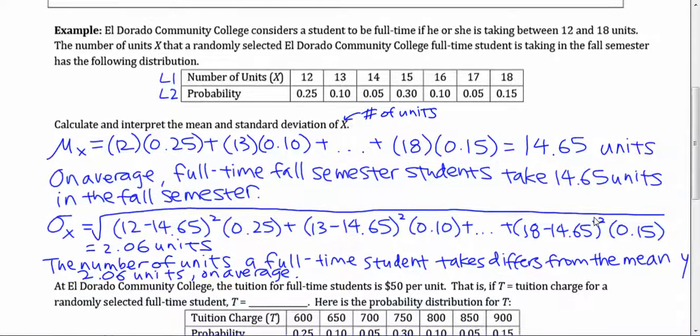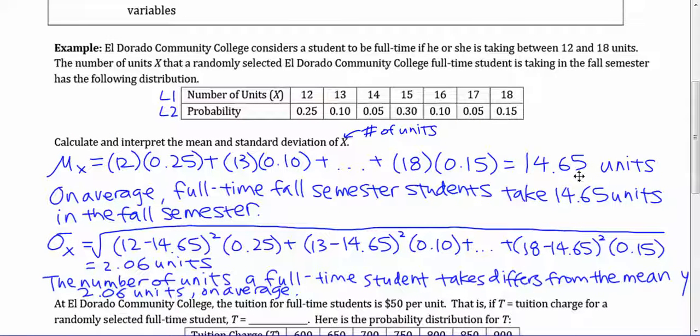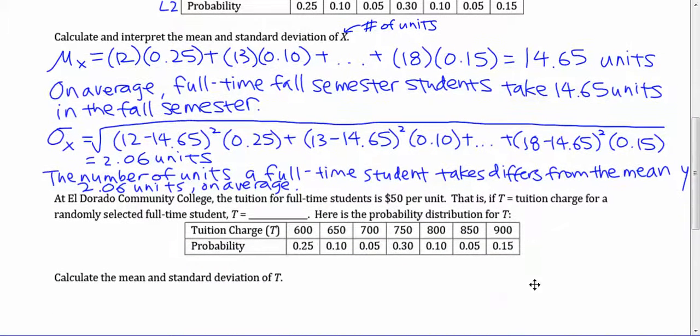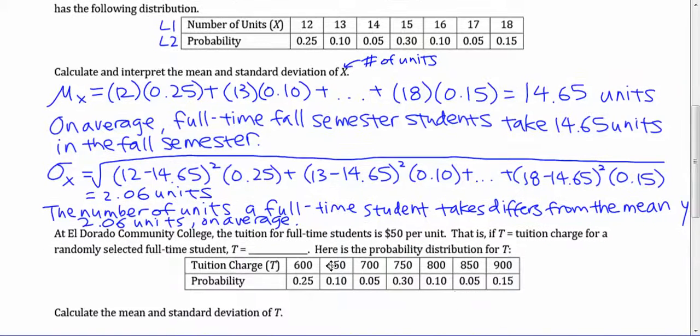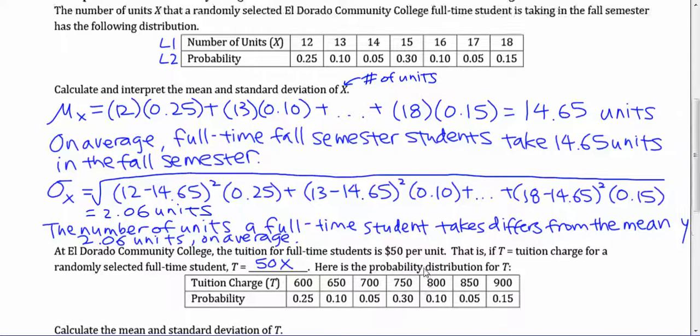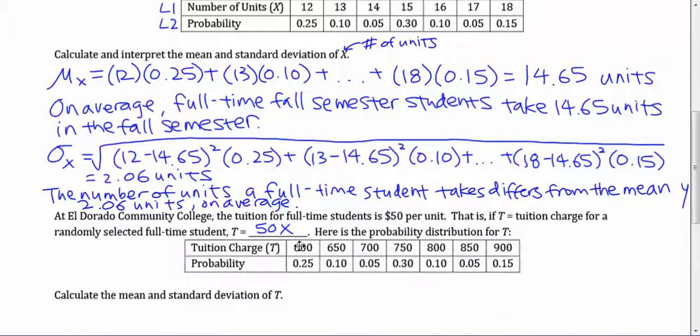Now, it turns out this is a distribution for the number of units that they take, but each credit hour, each unit, costs $50. So if I define a different random variable and let t represent the tuition charge for a randomly selected full-time student, there is a relationship between the number of units someone is taking and the tuition that someone is charged. So in this case, I can define the variable t as 50 times the entire distribution of x.